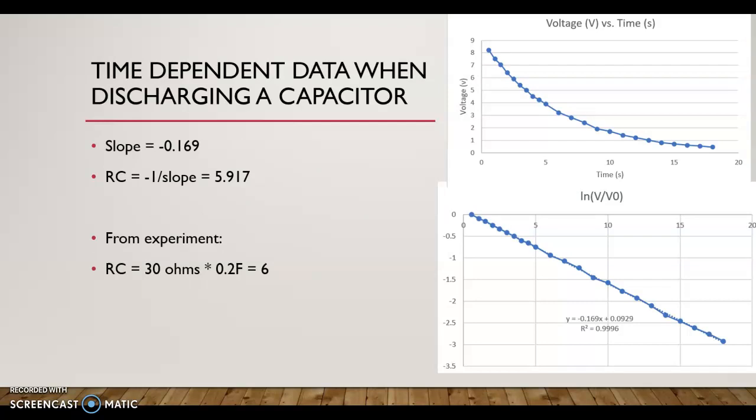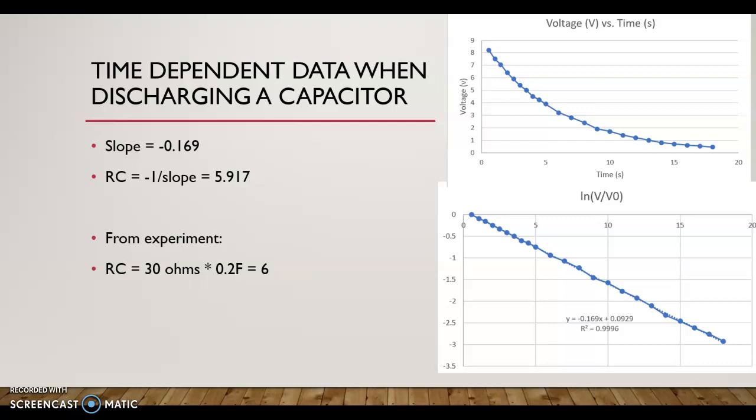Then I plotted all the times and took some graphs. As you can see in the top right, voltage versus time, the line is not linear. And in the bottom graph, if we take the natural log of V over V naught versus time, we do see that the graph is linear, which is what we would expect.